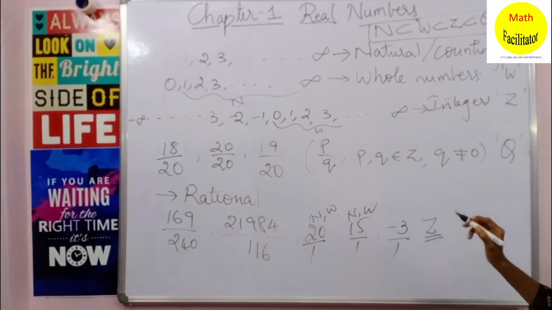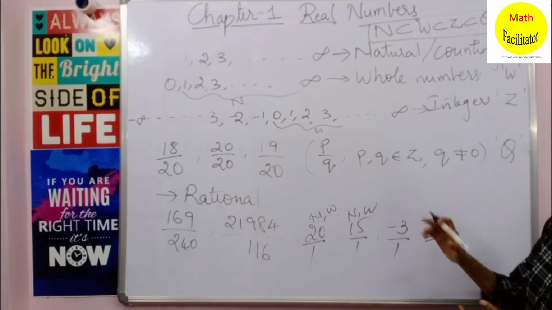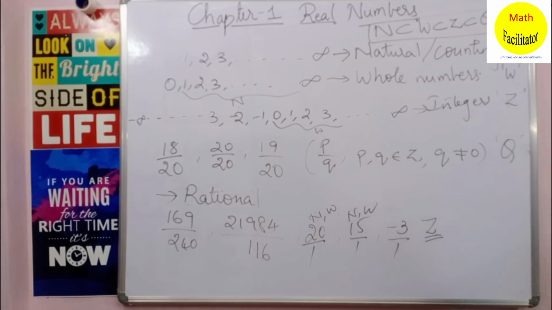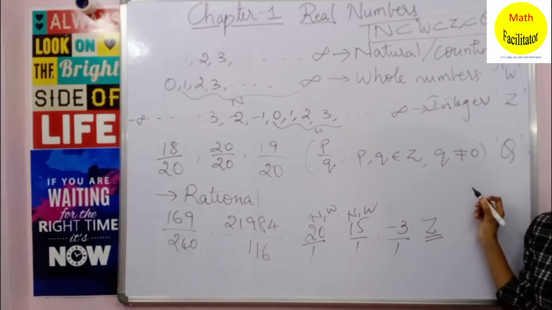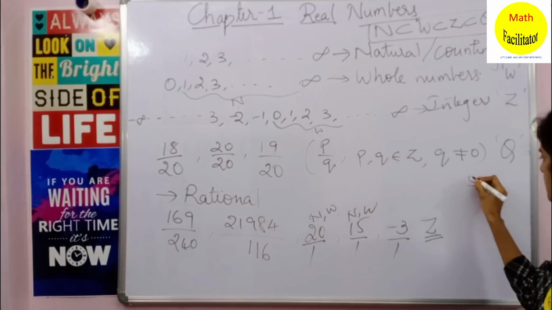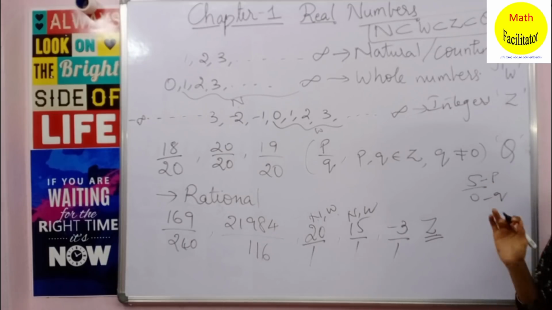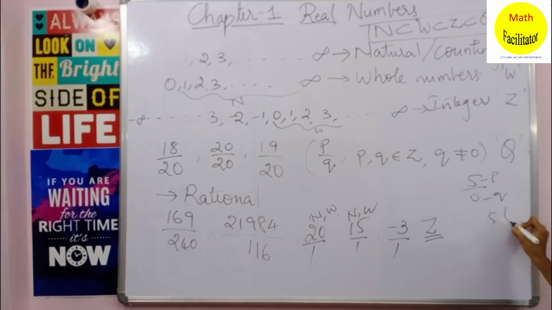And rational numbers can be written in the form of p by q, where p and q both belong to integers, and the condition is q should not be equal to 0. Now what happens if q is equal to 0? So let us take an example, say 5 by 0. Now here p is 5 and q is 0. Now if q is equal to 0, what happens to the division? You cannot divide any number by 0.